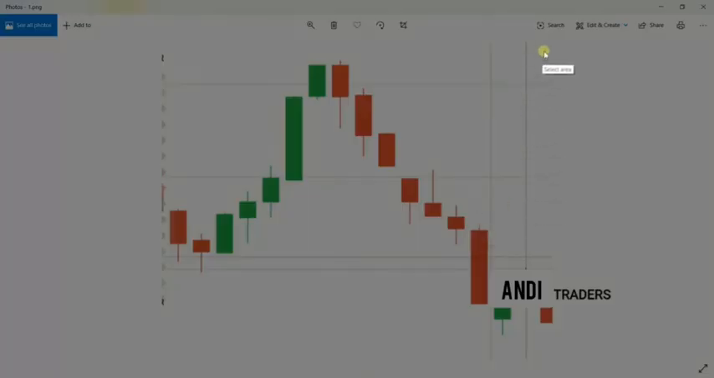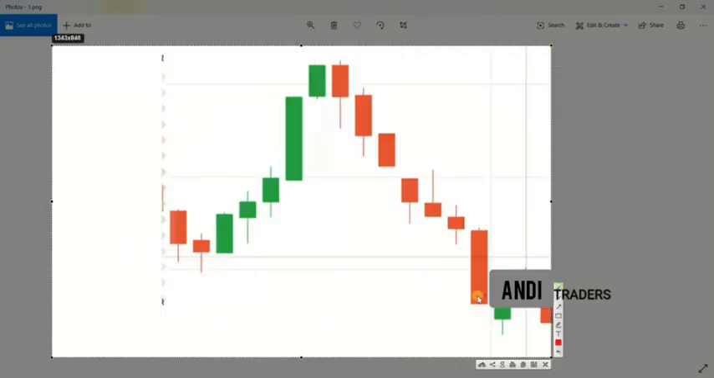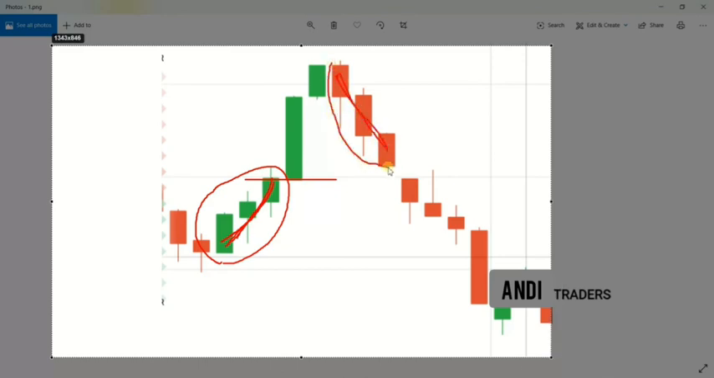What is momentum? When you see 3 candles with the same color, the momentum will start. So when you see 3 bullish candles, now we can say this is a bullish momentum, because we are seeing 3 bullish candles. When we are seeing 3 bearish candles, now we can say this is a bearish momentum.